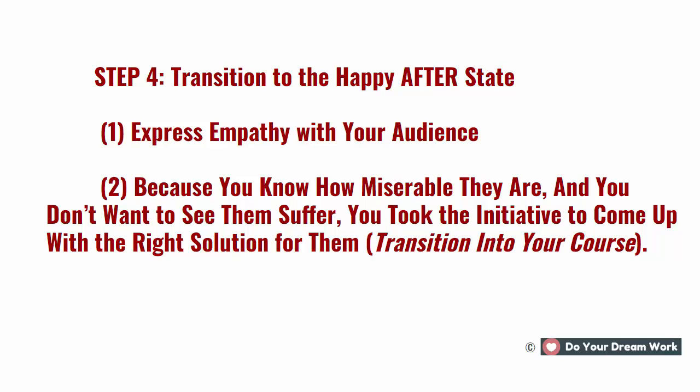So step 4 here is when you transition to letting them know about the solution for them, your course. Now, the way you do that, you want to first express empathy with your audience. You want to say, I know how miserable you are. I get your misery. And then you're going to follow up by saying, because I know how miserable you are, and I don't want you to feel this way, I took the initiative to come up with the right solution for you.